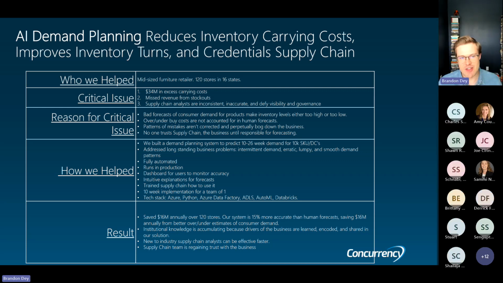And then the flip side, sometimes for certain products they don't have enough in the showrooms, and so customers show up, can't buy it. That's a missed opportunity.